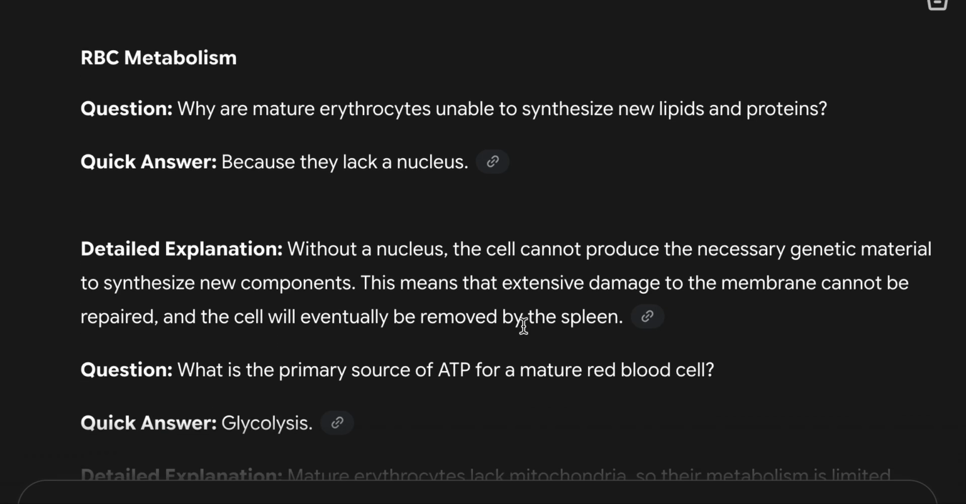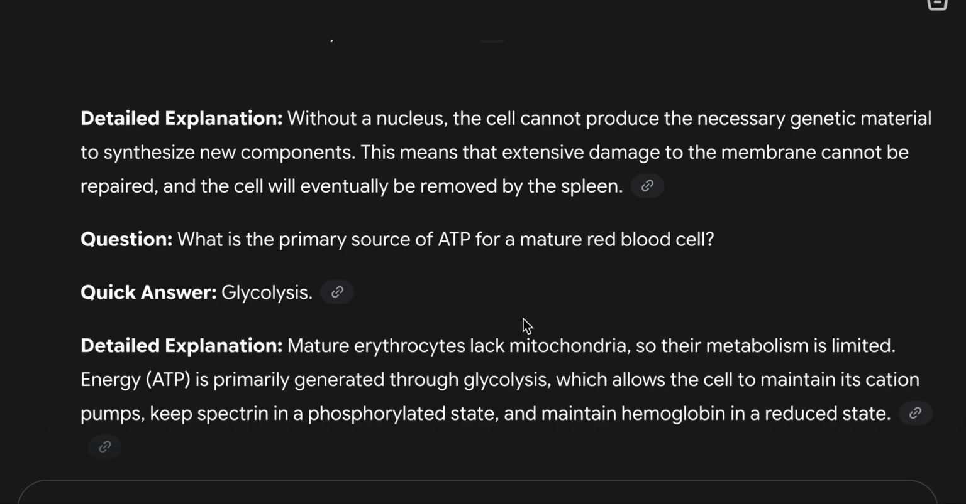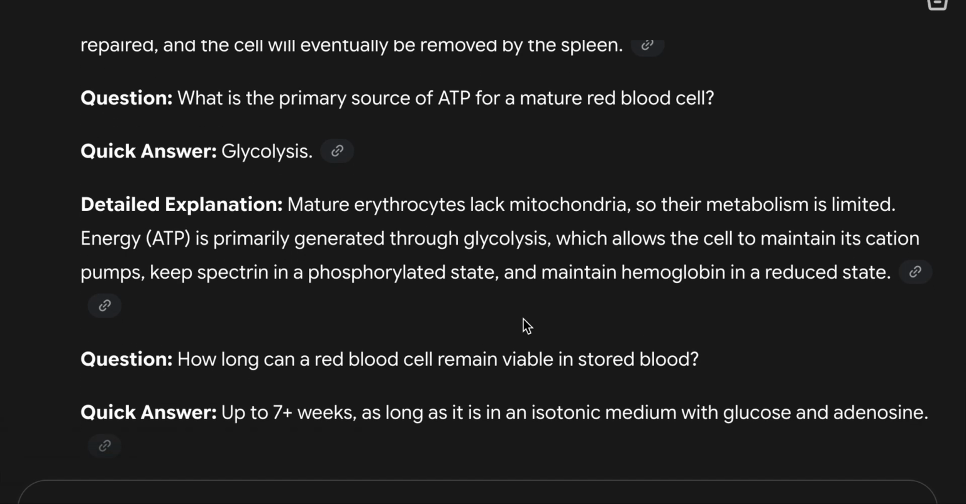Without a nucleus, the cell cannot produce the necessary genetic material to synthesize new components. This means that extensive damage to the membrane cannot be repaired, and the cell will eventually be removed by the spleen. What is the primary source of ATP for a mature red blood cell? Glycolysis. Mature erythrocytes lack mitochondria, so their metabolism is limited.